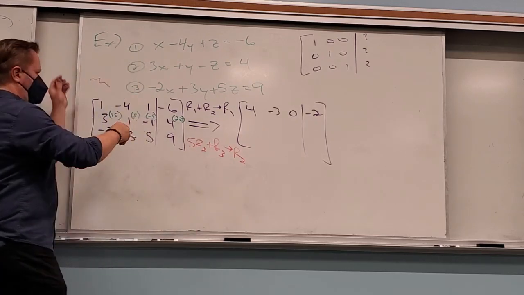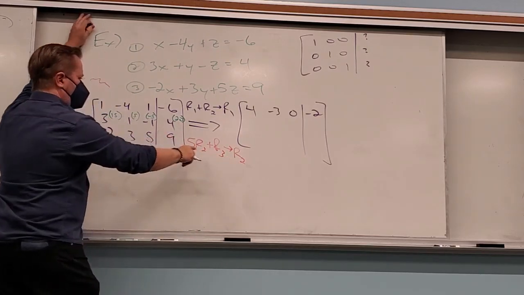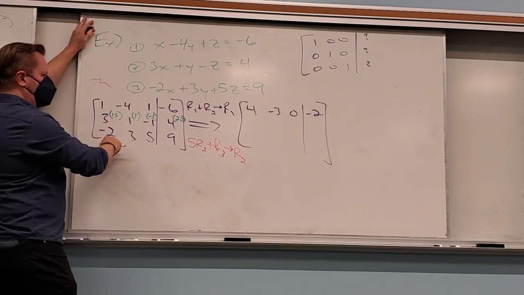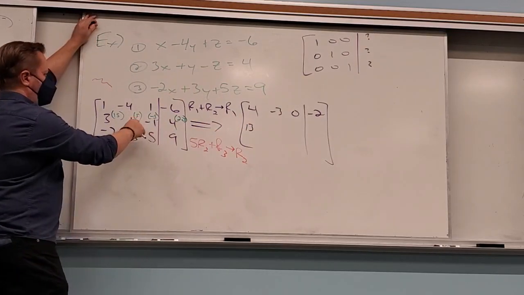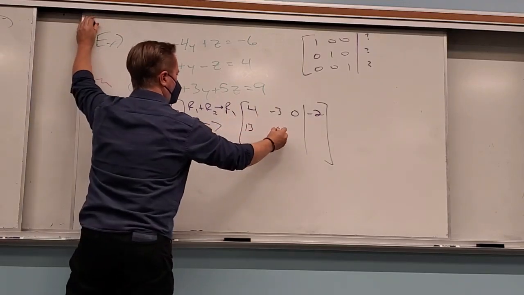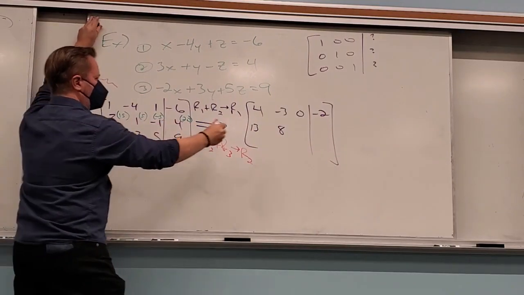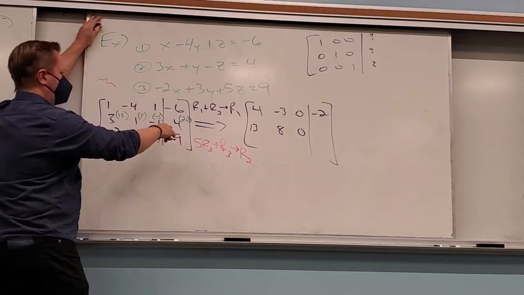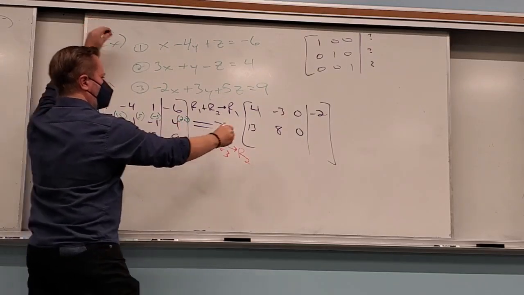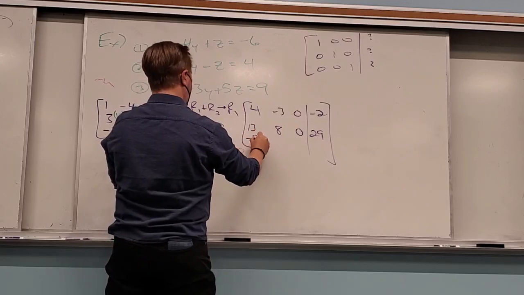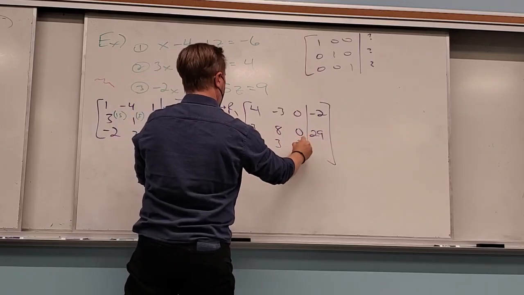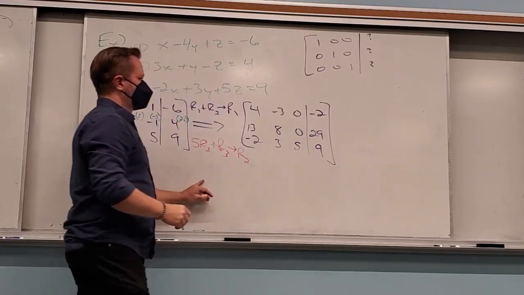So now, let me do what I just told myself to do. What is 15 minus 2? 13. 5 plus 3? 8. Negative 5 plus 5? It does what I want it to, and then 20 plus 9, 29, and then I get negative 2, 3, 5, 9. Okay.